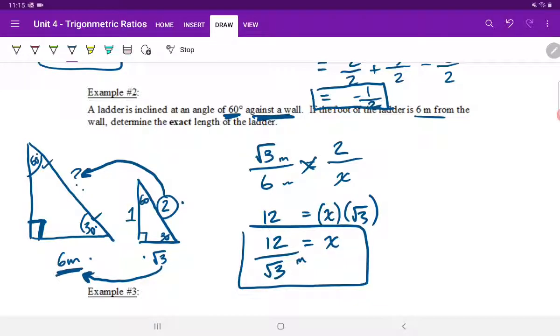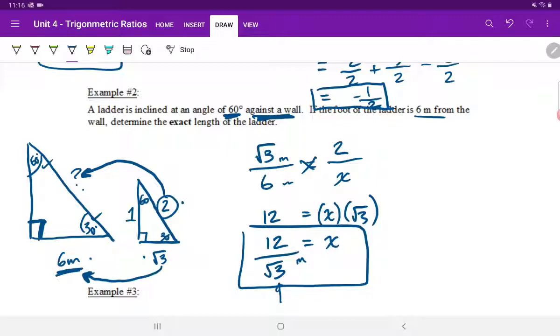Just to check our answer, let's see if it makes sense. Okay, so it's saying that our hypotenuse, or the length of the ladder, should be about 7 meters long, which makes sense. It should be the longest side. So leave your answer like that for now, and I'll teach you how to remove this radical in a later lesson.